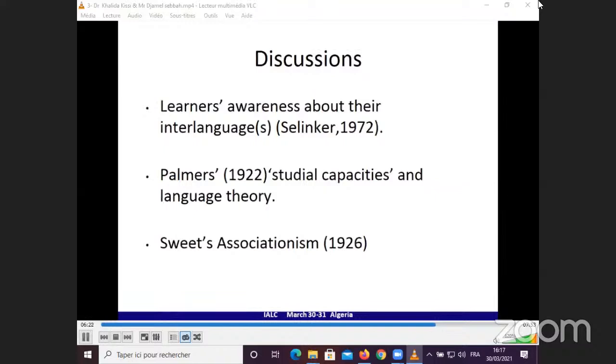This practice raises the students' awareness about their interlanguage in Selinker's 1972 words and its evolvement along the recognition of fossilized errors. It also supports Palmer's 1922 studial capacities, cooperative, cognitive, and deliberate learnings, and Sweet's Associationism 1926, namely based on the connection between structure and mental images.